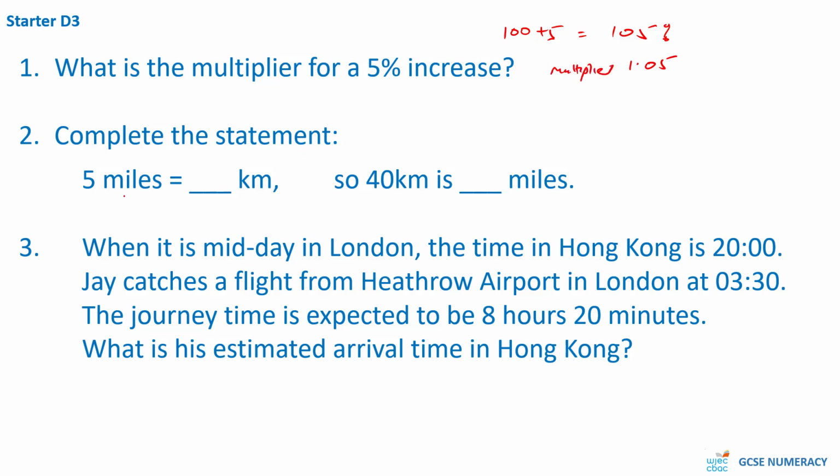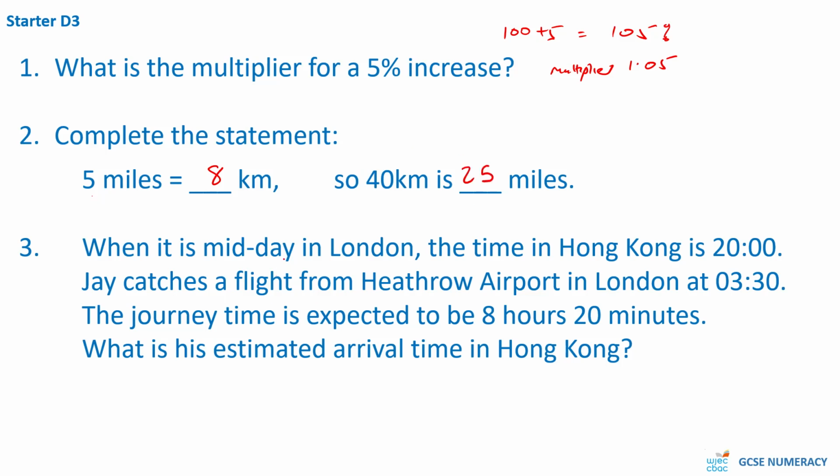Complete the statement. 5 kilometers equals, we've got to know our imperial to metric conversions. That would be 8 kilometers. What they've done here is they switched the question around. So to go from 8 to 40 is times 5. So I've got to multiply the 5 times 5, which gives me 25 miles.